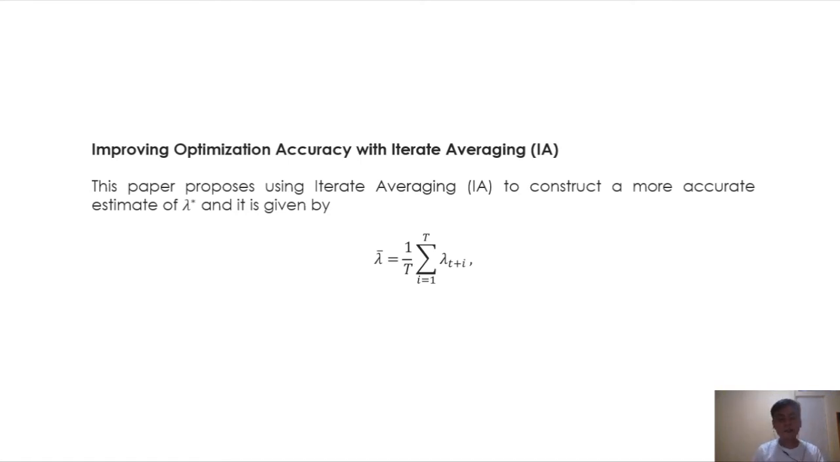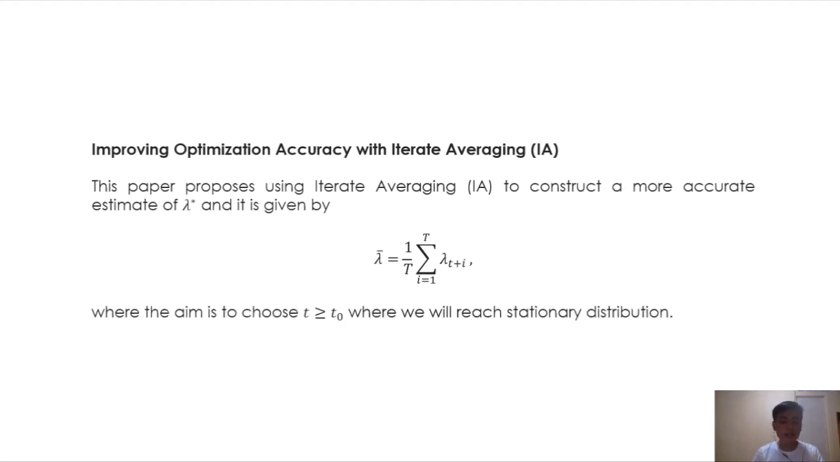It is given by the following expression, where our lambda bar is equal to the mean of lambda t plus i. Here, our aim is to choose t that is greater than or equal to t0. So our t0 is the point where we will reach the stationary distribution.